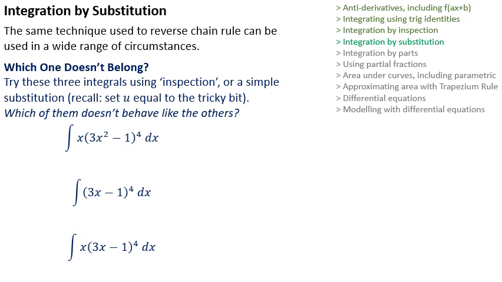As we saw before, if there's a particular annoying bit of the integral which we can replace with a new variable, typically we use u, then often the entire integral can be reduced to a simpler version. And once we've got a simpler version, we can integrate it directly and then convert back at the end so that everything's in terms of x if we need it to be.